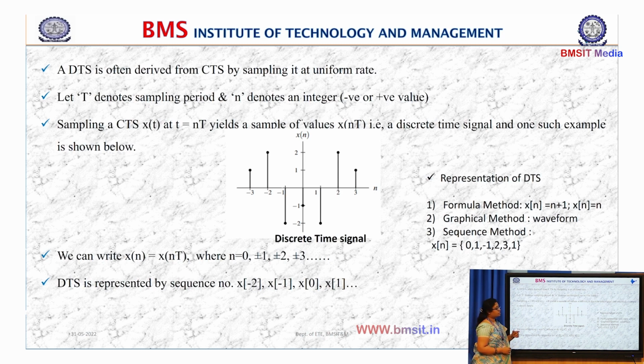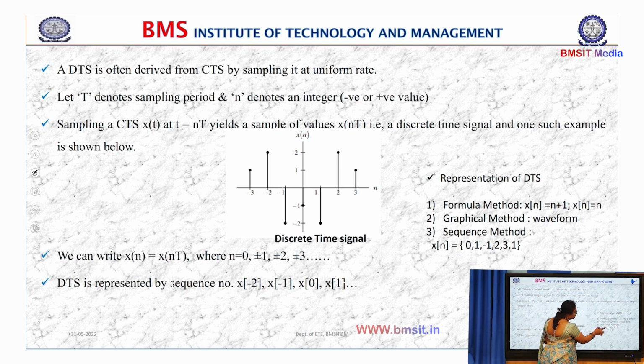So how to represent these discrete time sequences? We have three methods. The first method is the formula method, that is, we can represent the signal using mathematical equations, like x of n is equal to n, or x of n plus 1. The second method is the graphical method, where I can use some waveforms to represent the signal. And the third method is the sequence method, where only the amplitudes of the signal are represented.